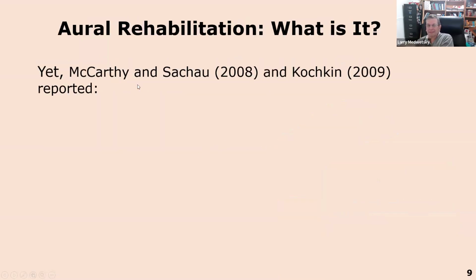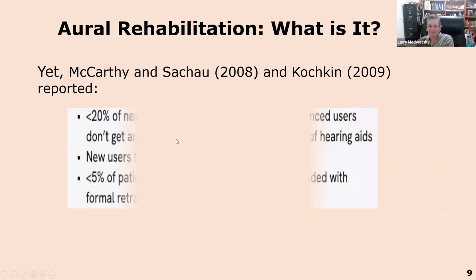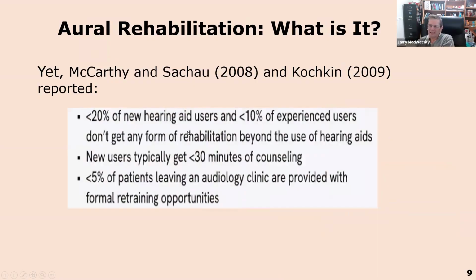Now, the problem was, even as of 2008, in an article by Kochkin in 2009, they found that less than 20% of new hearing aid users and less than 10% of experienced users got anything beyond the use of hearing aid. That means they had the hearing test, they got the hearing aid, and then nothing else really. So the great majority of audiologists were just focusing on the hearing testing and fitting a hearing aid. And again, this exclusive area that they thought, oral rehab, was not part of their role.